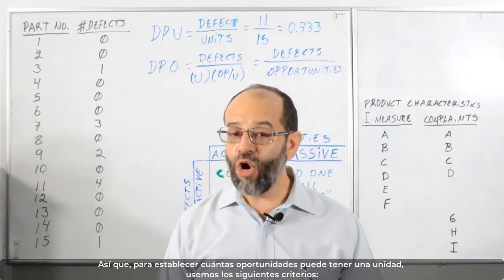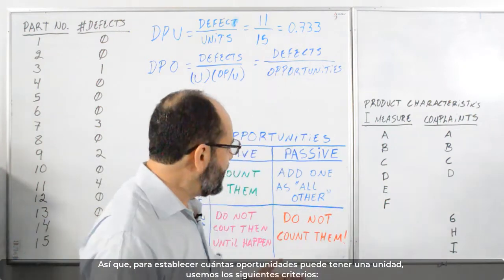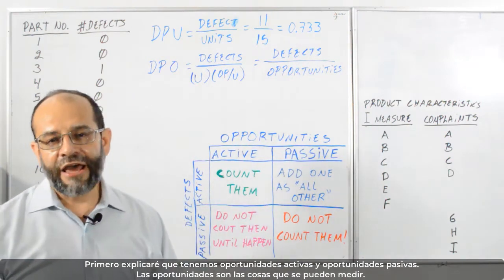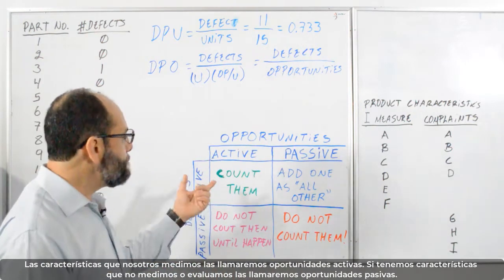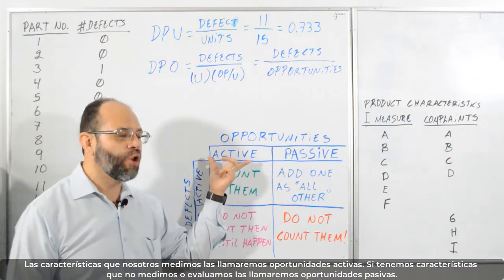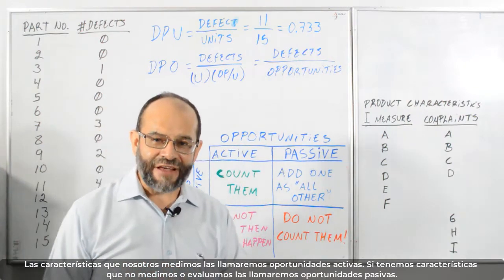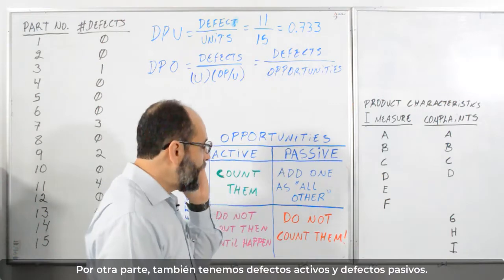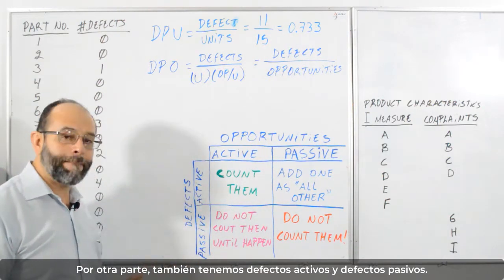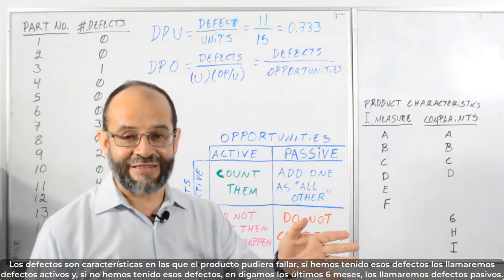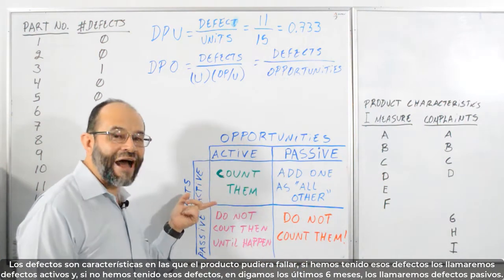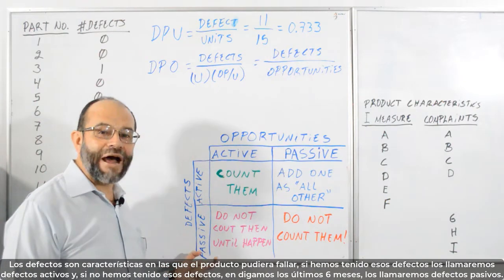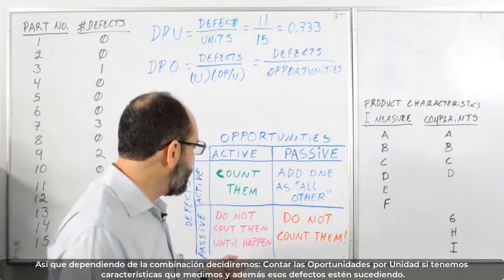So to establish how many opportunities one unit, one part, can have, let's use this criteria. We have active opportunities and passive opportunities. The opportunities are the things that we measure. If we have defects that we are measuring, we are going to call them active opportunities. If we have defects that we are not measuring, not evaluating, not assessing, we are going to call them passive opportunities. On the other hand, we also have active defects and passive defects. Defects that are being presented, if we have had those defects, we will call them active defects. If those defects have not occurred in the last 6 months, let's say, we are going to call them passive defects.